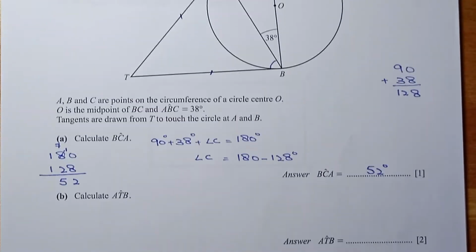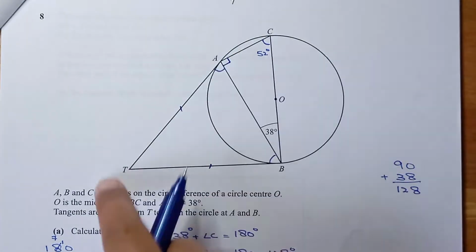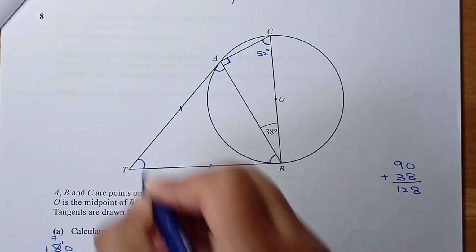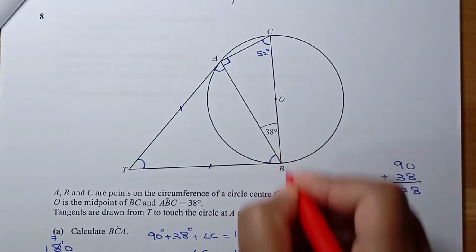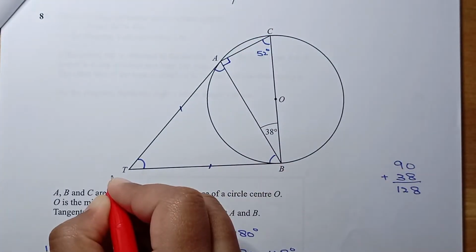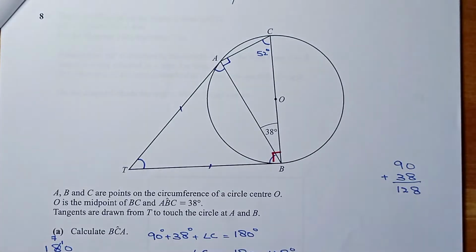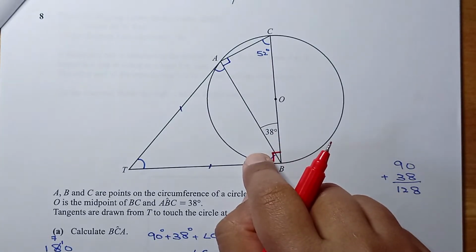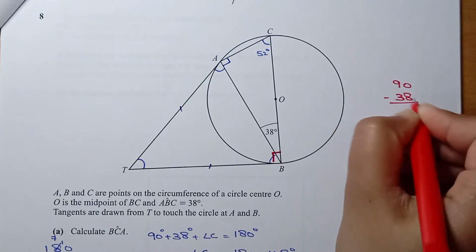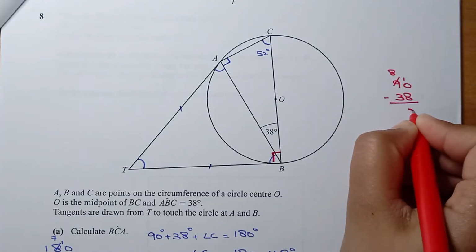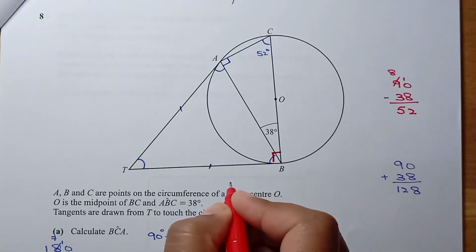Right. Now for the B part, calculate angle ATB. So where is ATB? This angle we need to measure. Okay, so as you can see, this angle at T is 90 degrees, right? So if this angle is 38, what would be this angle? We can find that angle by doing 90 subtract 38. So we have 8 over here, and 10 minus 3 is 2, and 8 minus 3 would be 5. So this angle is 52.